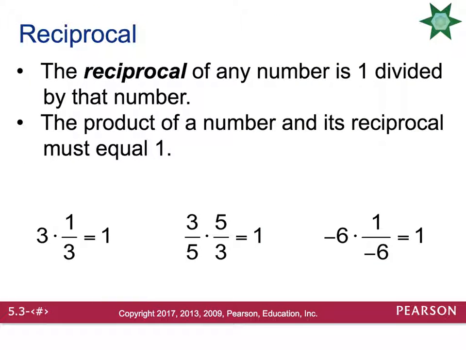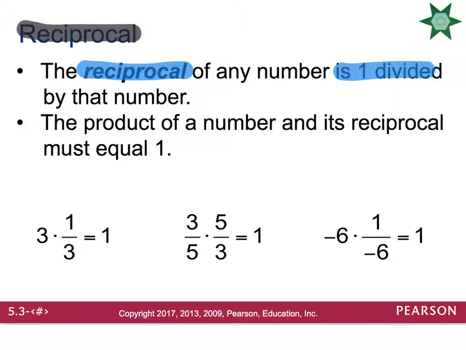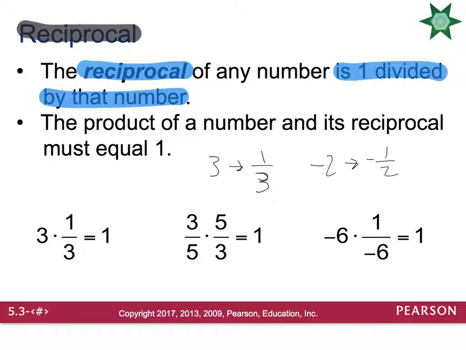Okay, let's talk about the concept of reciprocal. The reciprocal of any number is 1 divided by that number. So the reciprocal of 3 would be 1/3. The reciprocal of -2 would be -1/2. We keep the negative the same.